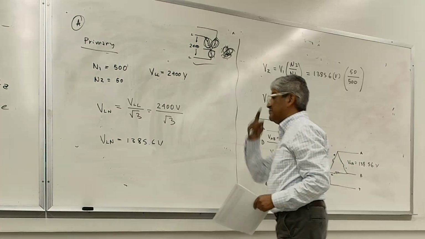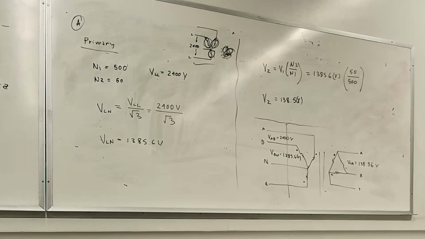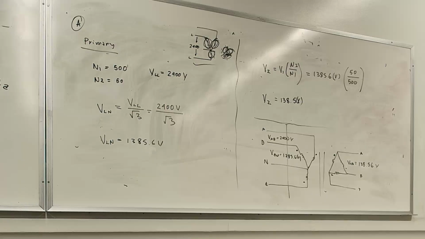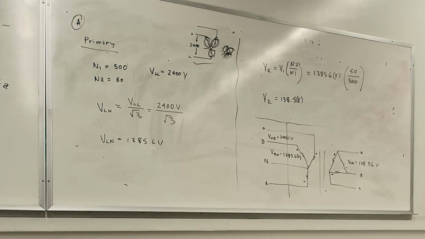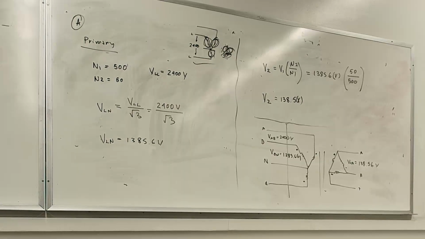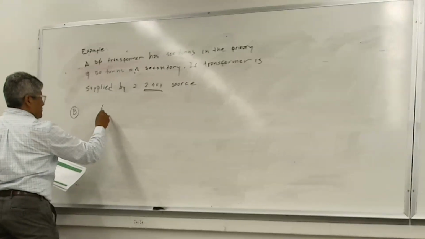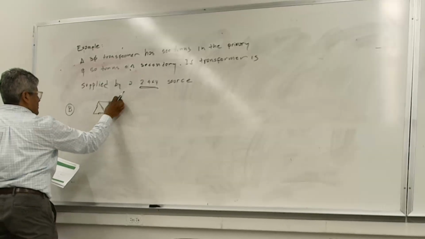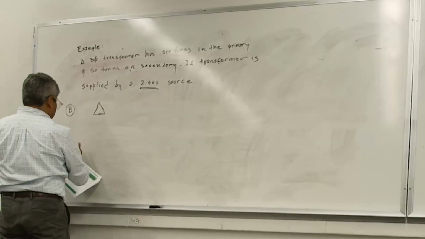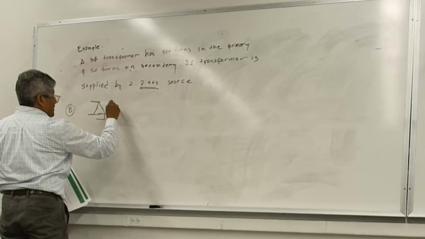So that's one. The next question was, what if it's the other way around? What if the transformer is connected as delta Y, and the primary hasn't changed, we'll have the same voltage on the primary. So B, I'm going to say is delta again on the primary, on the high side, and then the secondary side I'm going to connect as a Y.